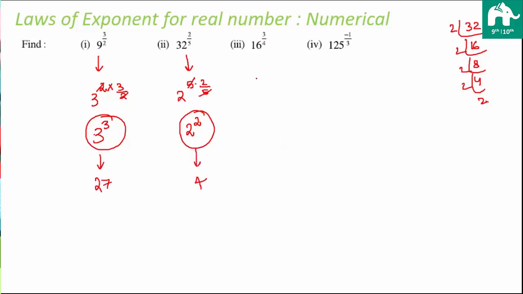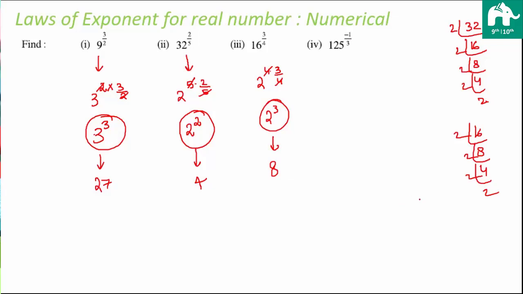16 to the power 3 by 4. So 16 can be written as 2 8s are 16, 2 4s are 8, 2 2s are 4. So this is 2 to the power 4 multiplied by 3 by 4. So 4 will get cancelled. This is 2 to the power 3 and that is equal to 8.